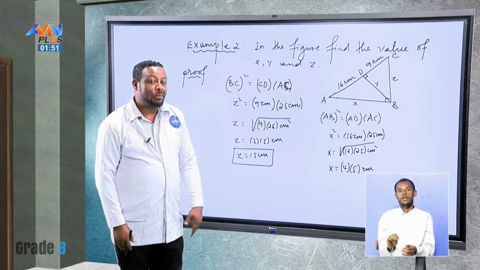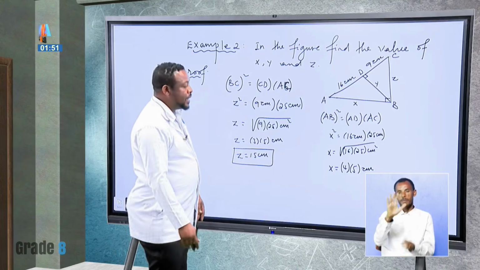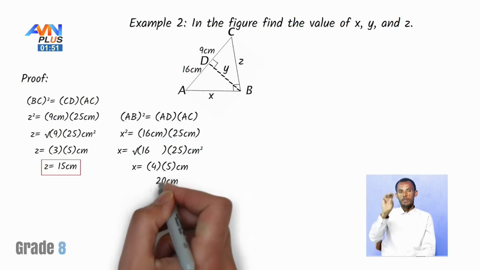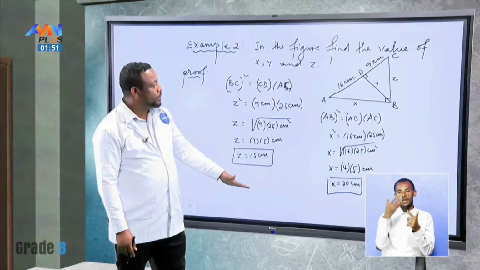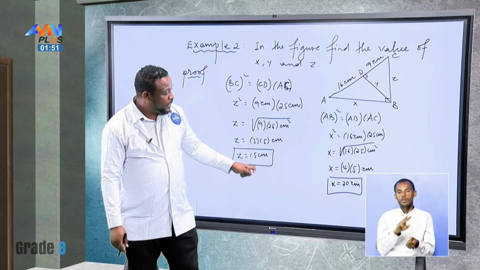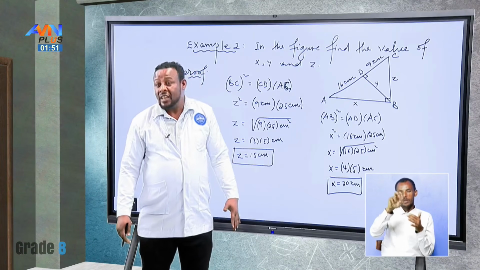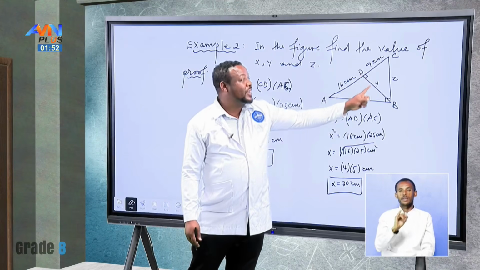Now it's a very simple calculation. Finding the product of 4 and 5 is very simple. So x becomes 20 centimeter. Now we have the second unknown variable. We have already found the x value, which is 20 centimeter. The only thing left here is calculating the y value.